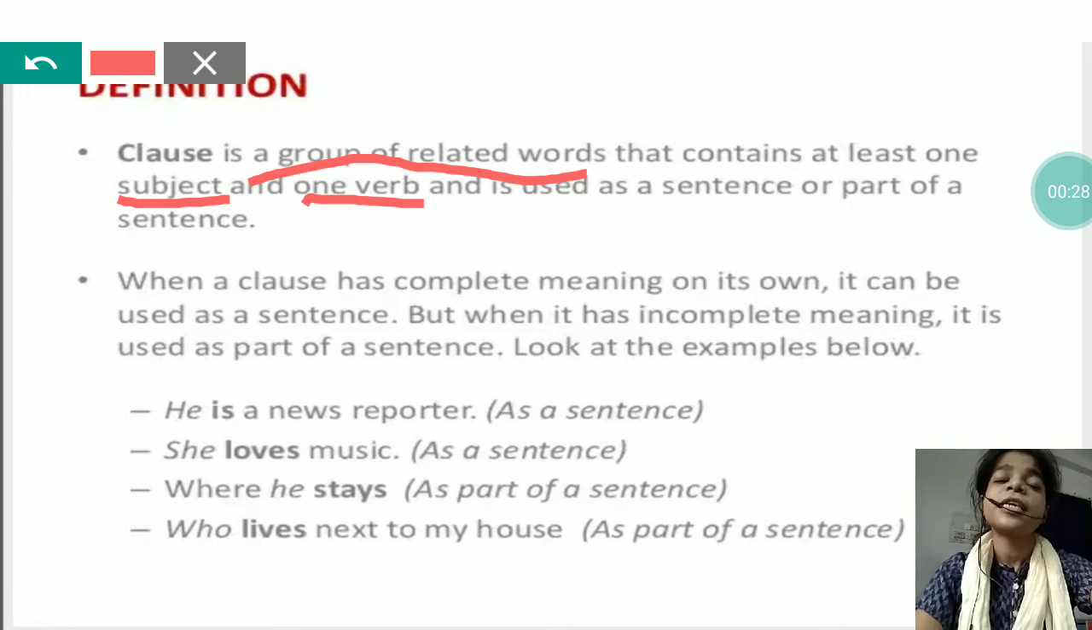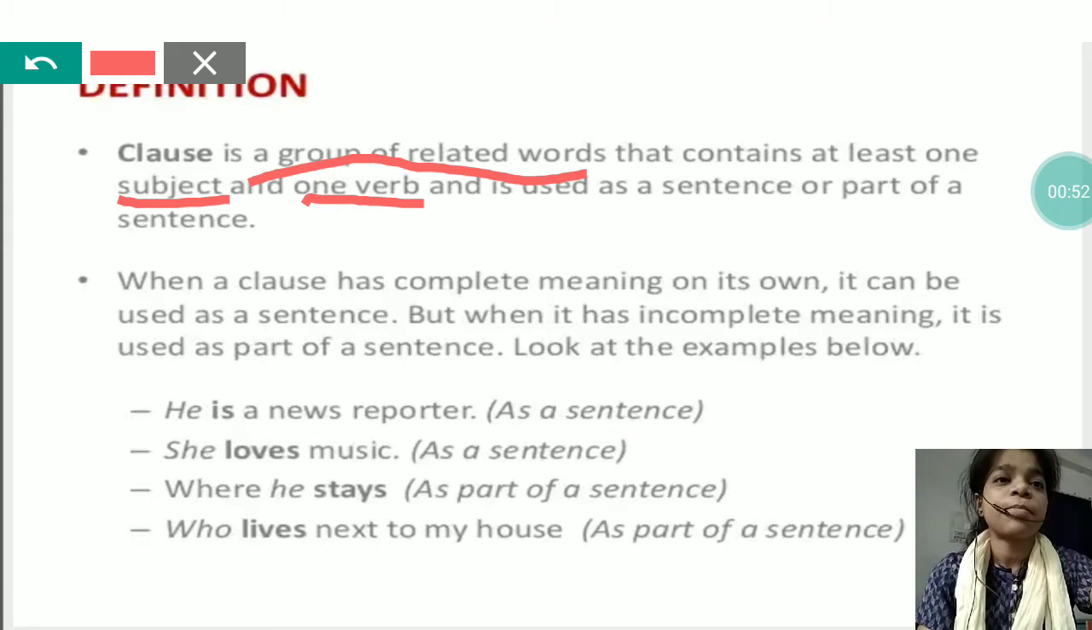If you remember, in phrase we discussed that it is a group of words without any subject and verb. So clause and phrase are both groups of words, but the difference is that in a phrase there is no subject and verb, but in a clause there is a subject and a verb. It's compulsory to have a subject and a verb.